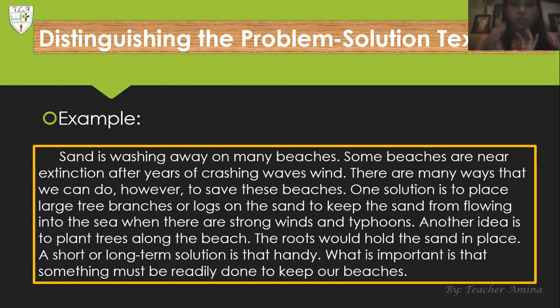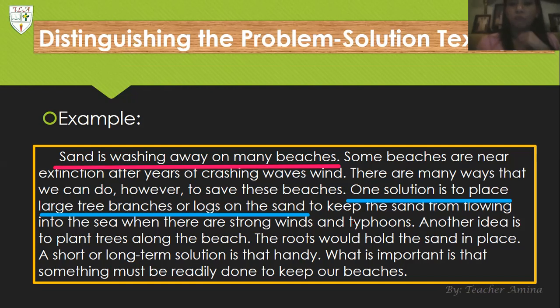Okay, so our problem here, you can already right away identify it. It's in the first sentence, which is sand is washing away on many beaches. So that is our problem. So how can we fix this? How can we solve this? It is already mentioned in the text, where you will have a clue when it says one solution. So one solution is to place large tree branches or logs on the sand. That's our first solution.